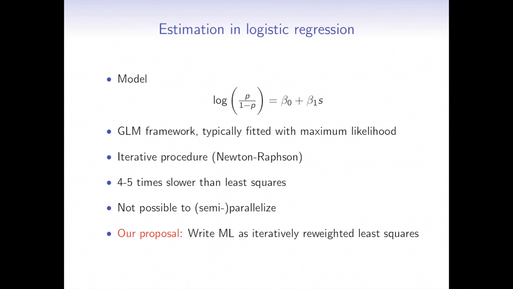And it's of course then slower than fitting least squares. And because it's an iterative procedure, we won't be able to exactly semi-parallelize it. And our proposal here is to think about maximum likelihood estimation as iteratively reweighted least squares.